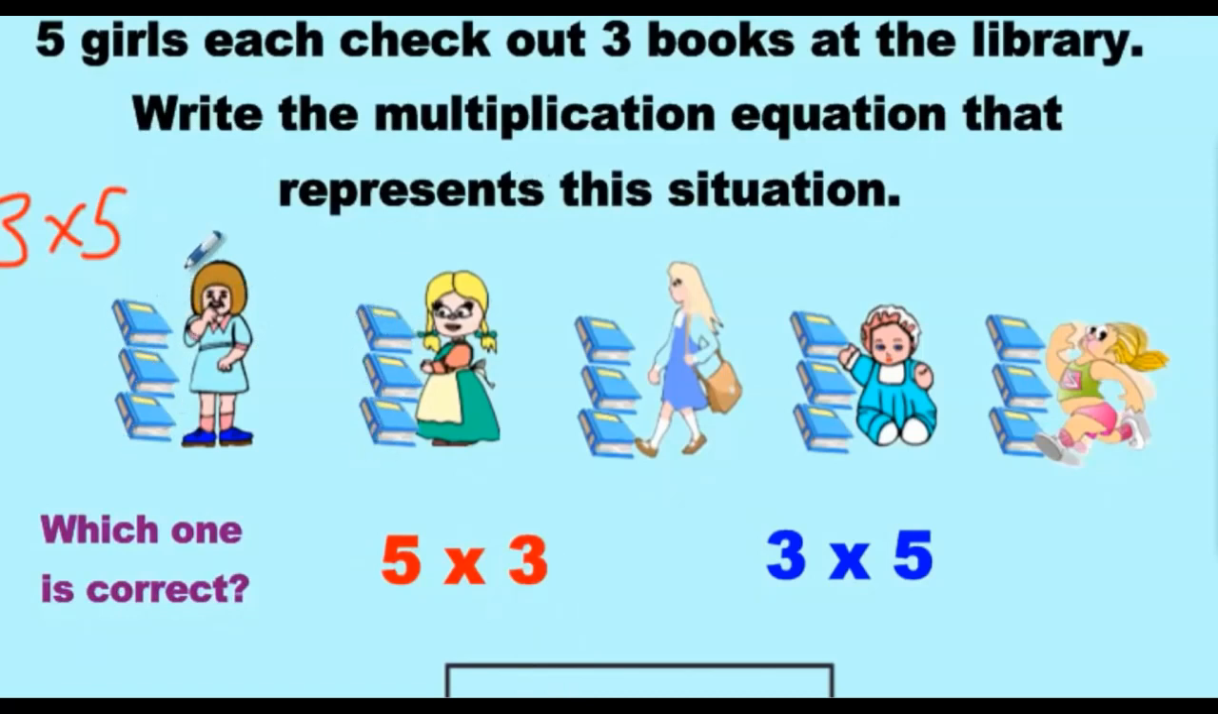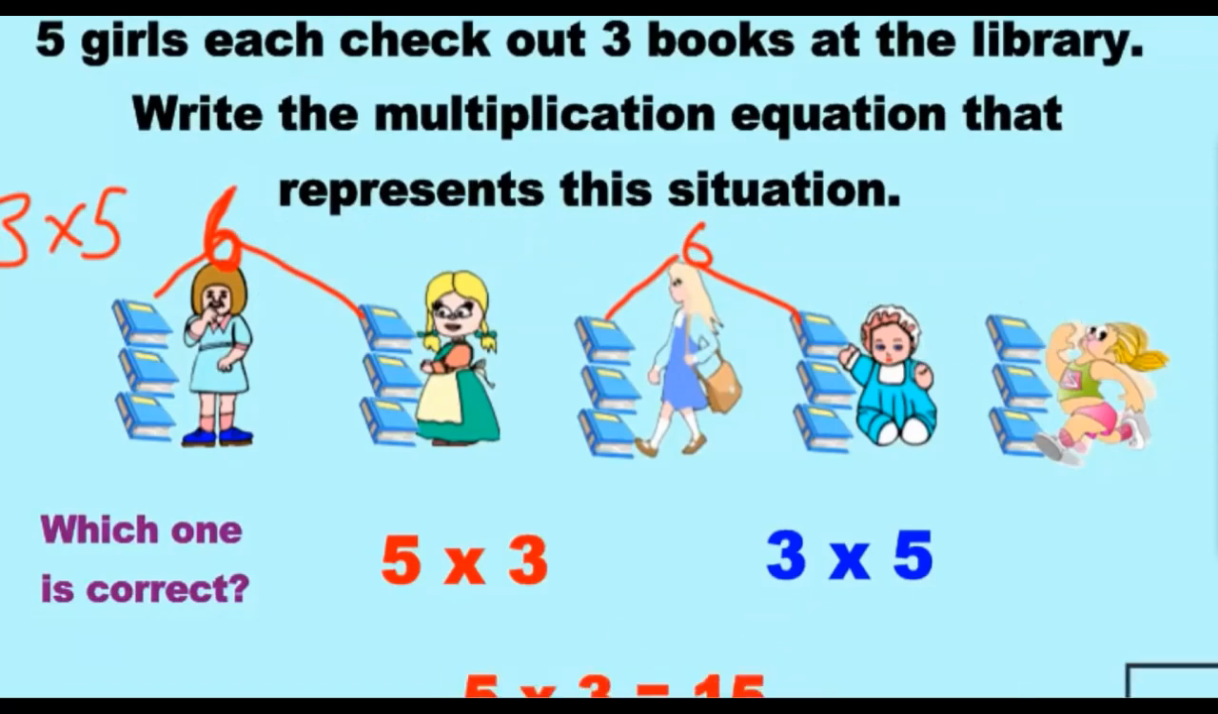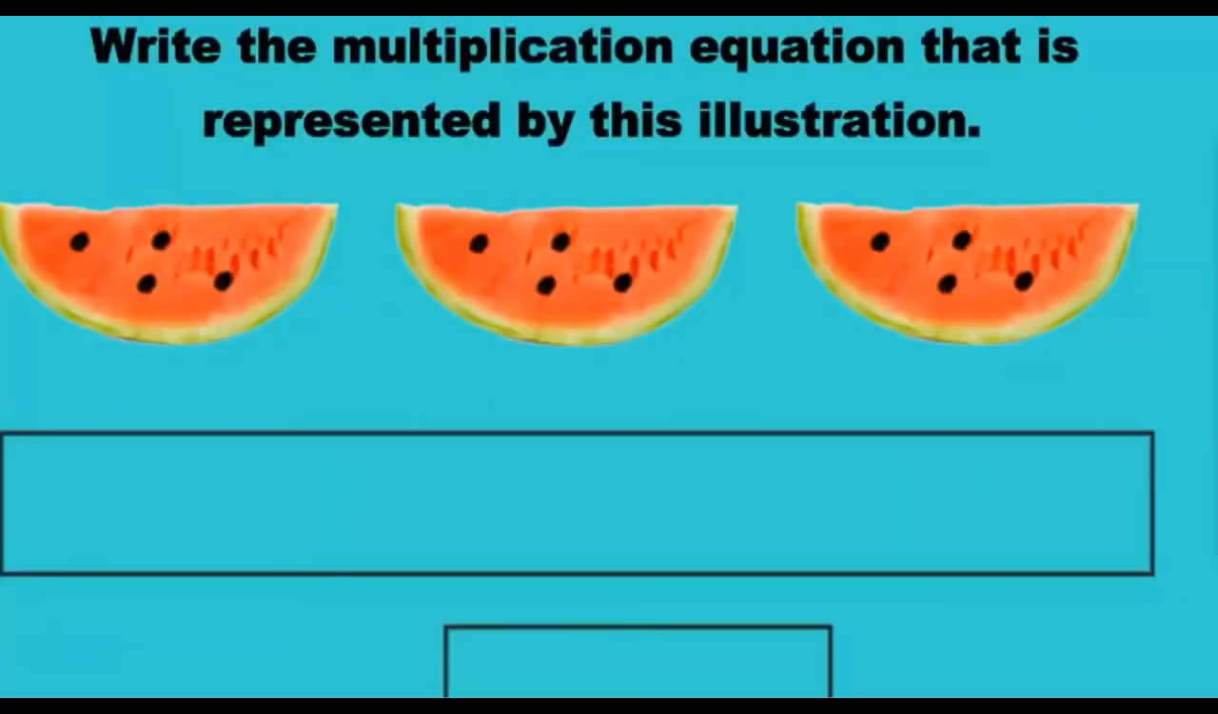If you don't want to skip count, you can use doubles. We got 3 and 3 is 6. Yeah, like that. And then these 3 and these 3 make 6. 6 and 6 is 12. And then 3 more is 15. And then you get your answer. How about this one? Pause the video and then come back in a minute.